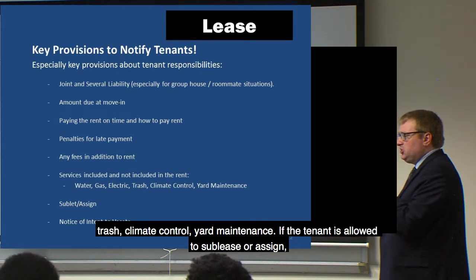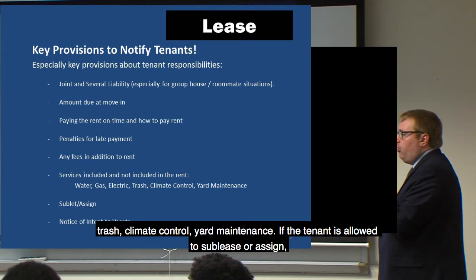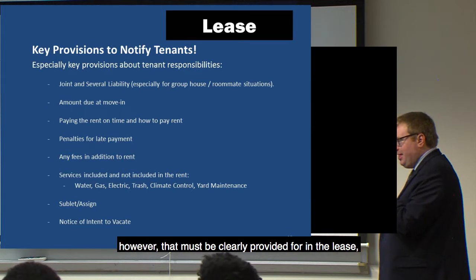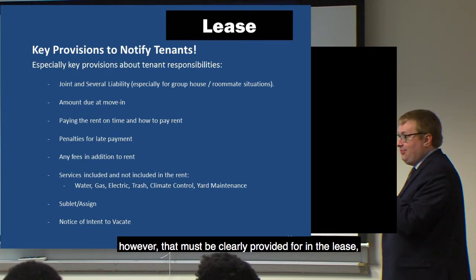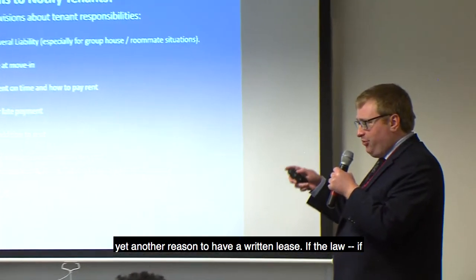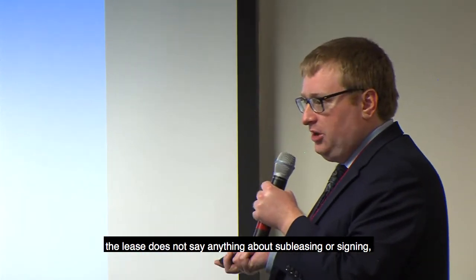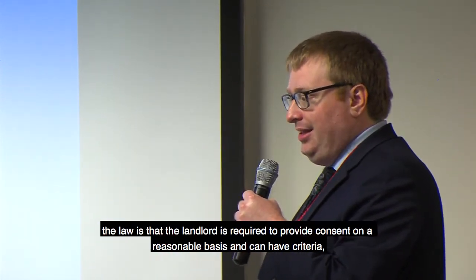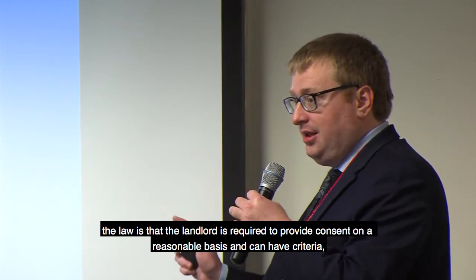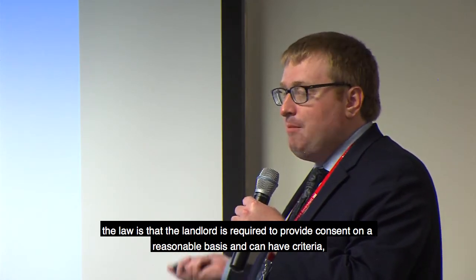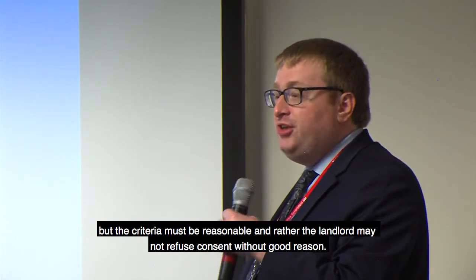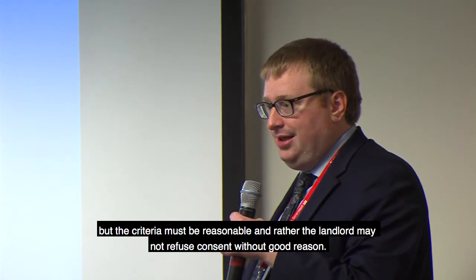If the tenant is allowed to sublease or assign, the law allows a landlord to forbid subleasing or assignment. However, that must be clearly provided for in the lease. Yet another reason to have a written lease. If the lease does not say anything about subleasing or assigning, the law is that the landlord is required to provide consent on a reasonable basis and can have criteria, but the criteria must be reasonable. The landlord may not refuse consent without good reason. Yes?